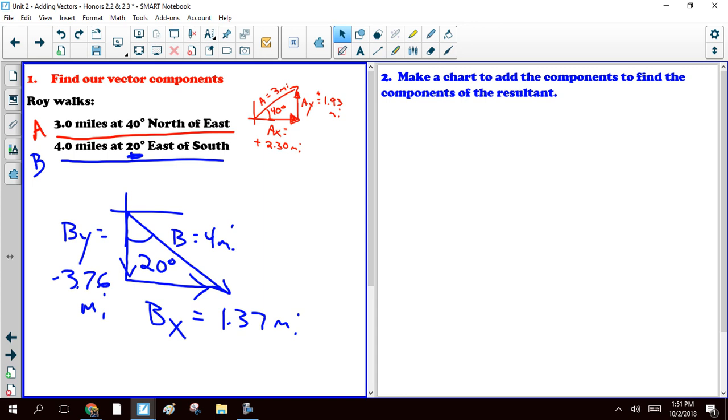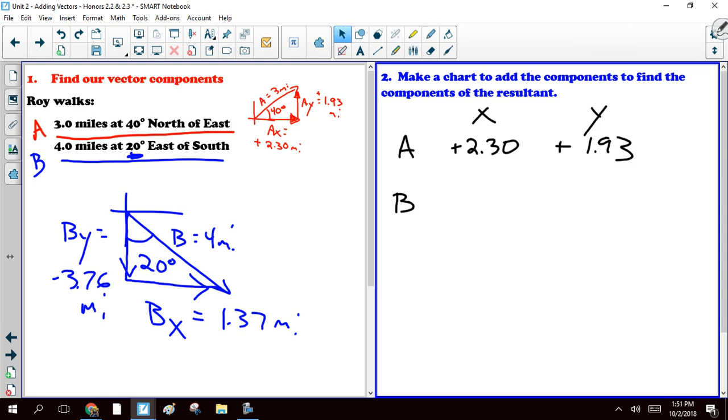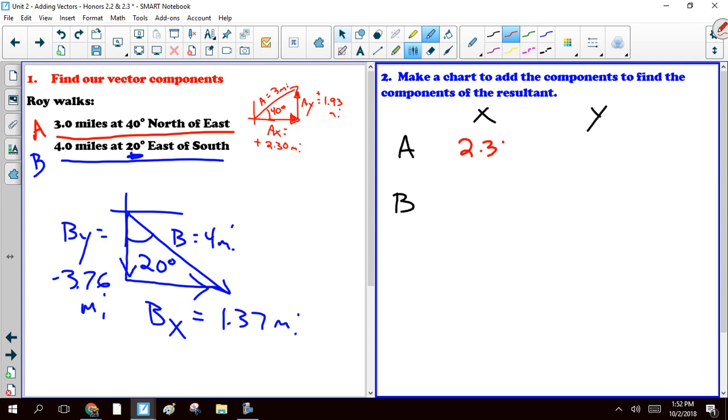Step two, we're going to make a chart. So I've got a couple vectors. I've got vector A, I've got vector B. Each of those vectors has an X and a Y component. So for vector A, the X component is positive 2.30, and the Y component is positive 1.93. For vector B, shoot, I wish I'd color-coded these. I'm going to do that because it'll make things a little bit easier in a minute. Our AX was 2.30. Our AY is 1.93. These are all miles. For B, the X component is 1.37, and the Y component is negative 3.76.